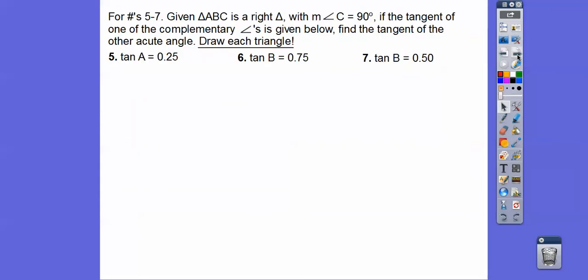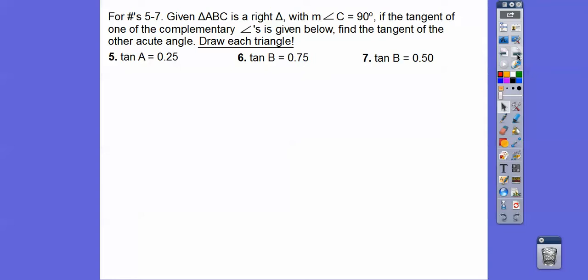Okay. All right, so for numbers 5 through 7, given that triangle ABC is a right triangle, with the measure of angle C being our 90-degree angle, if the tangent of one of the complementary angles is given below, find the tangent of the other. And so draw the triangles.